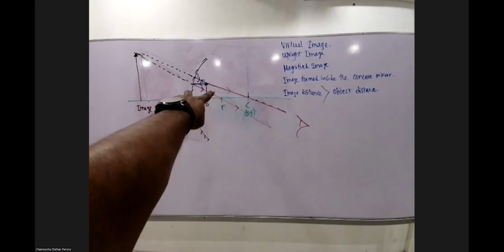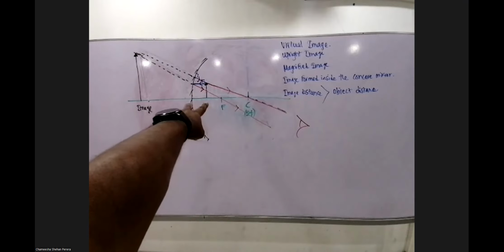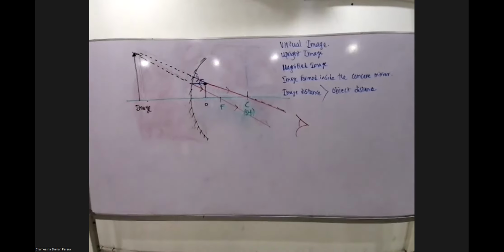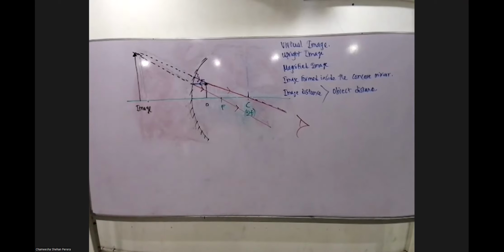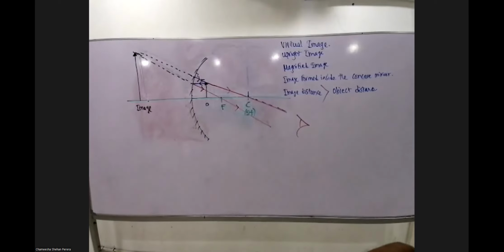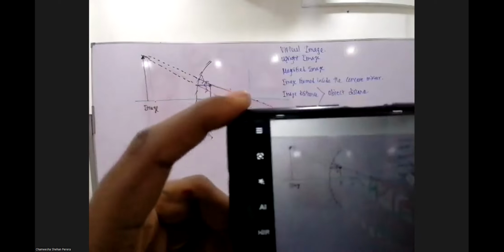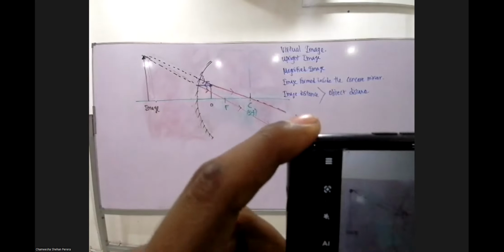The object distance is the distance from the object to the mirror. That's much shorter than the image distance. Okay, all right. Hold on, I'll take a picture for you, otherwise you will not be able to do it.